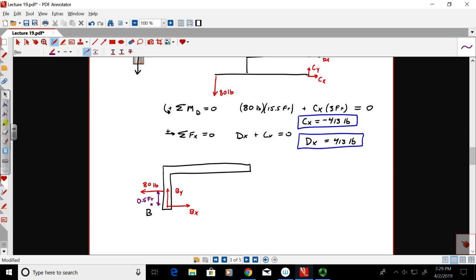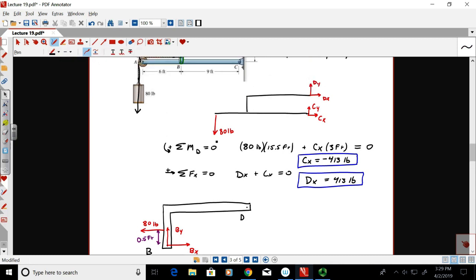Okay, what about DX and DY then? How do I draw those? Well, you have to draw them opposite. Or do I not?